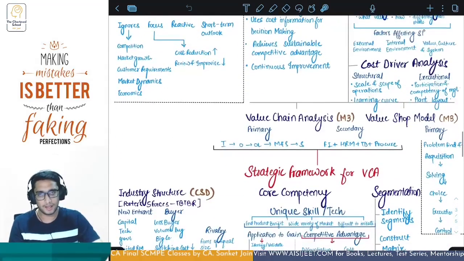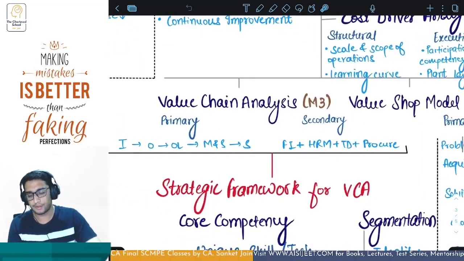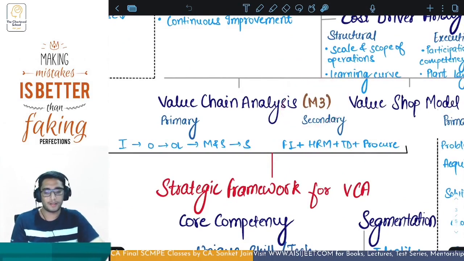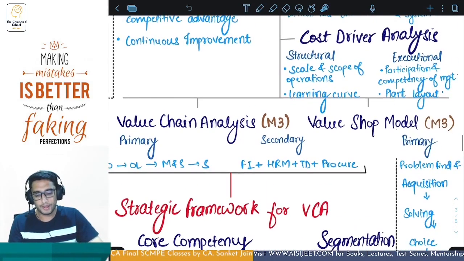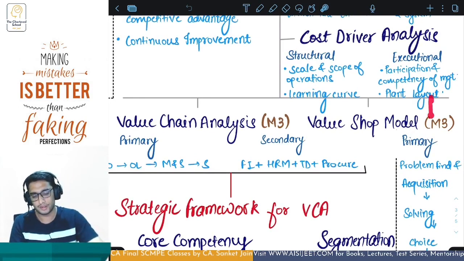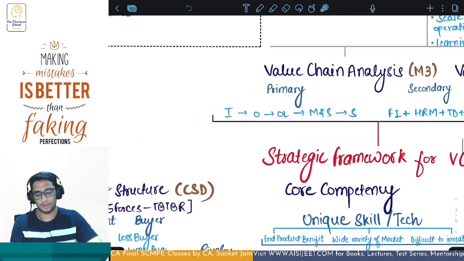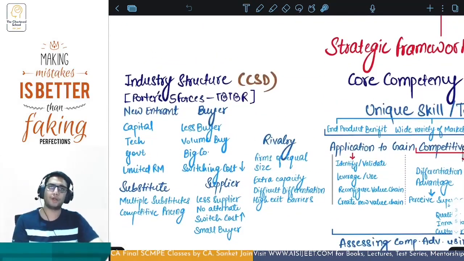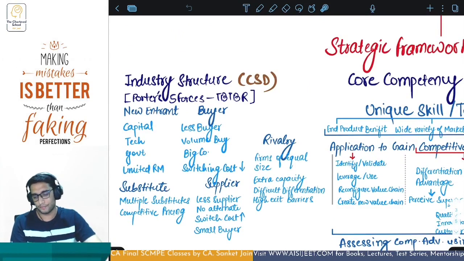Then there are certain cases for value chain analysis in your module 3 that you must do. Value shop model has another case in module 3. It might be removed now because the institute has removed it. I think you should still do it. So you should do this from module 3 from the older one, or if not, then of course it is there in the Scope View charts.